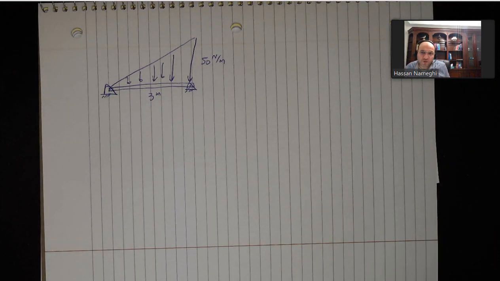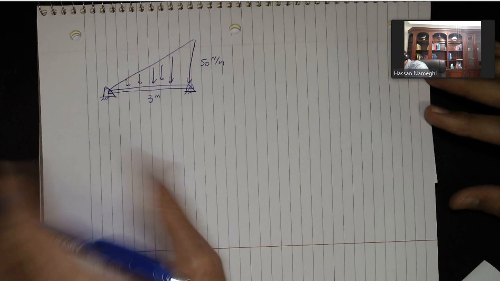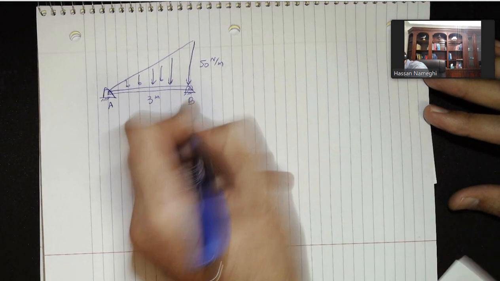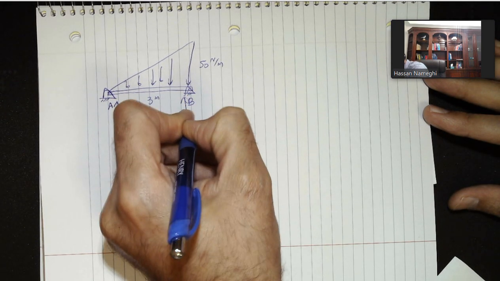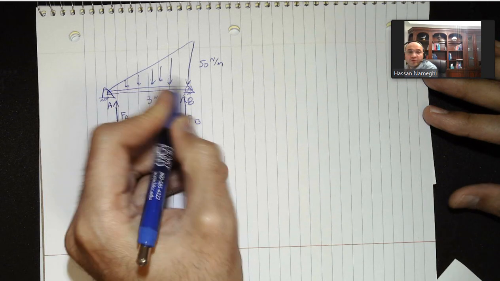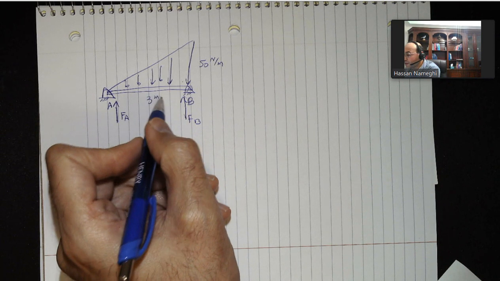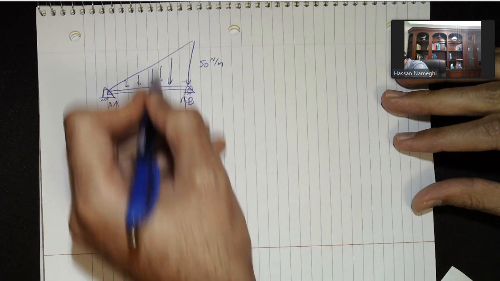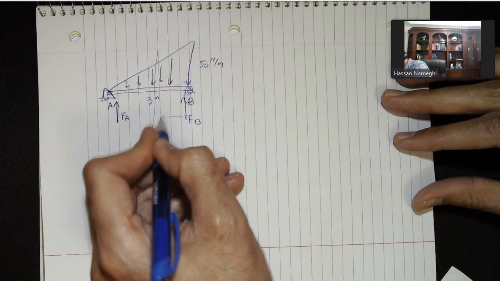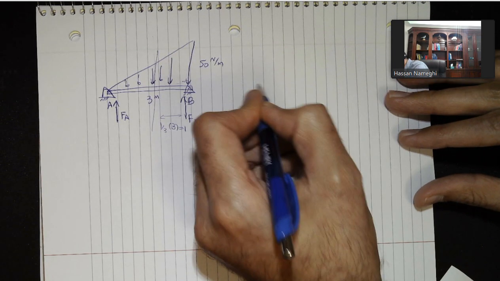Like all other problems, I need to find the ground reaction first. Again, in any problem related to shear and bending moment, the first thing that you do is find the ground reactions at point A and at point B, FA and FB. I need to replace this loading with one point force, and because it is a triangle, that point force will be 1/3 from the bigger side, so somewhere here at 1/3 of 3, which is 1.